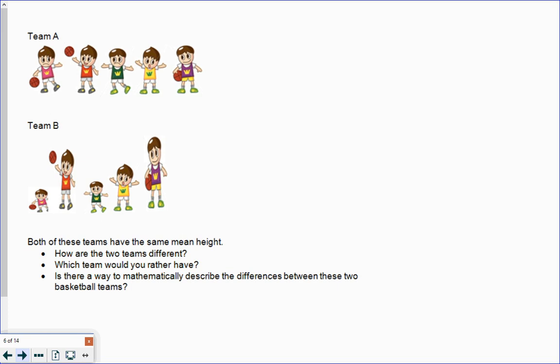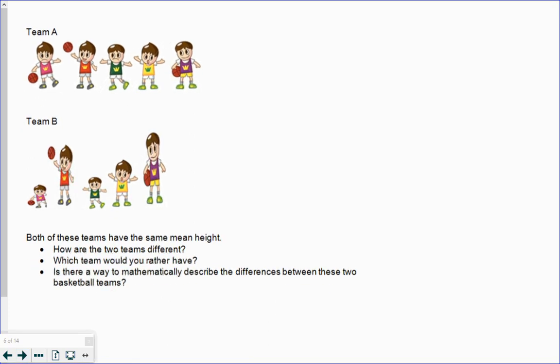So for example here, both of these teams have the same mean height. So what that means then is that if I were to take the height of each of these players in centimeters, okay, so if I were to take, so all of these players, let's say, are 200 centimeters tall. I have no idea what it is in centimeters.